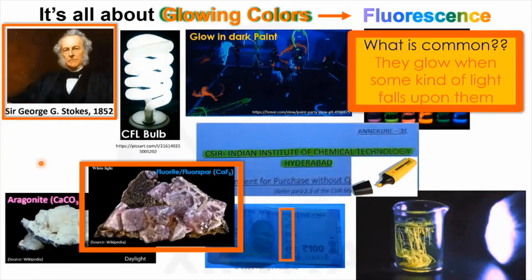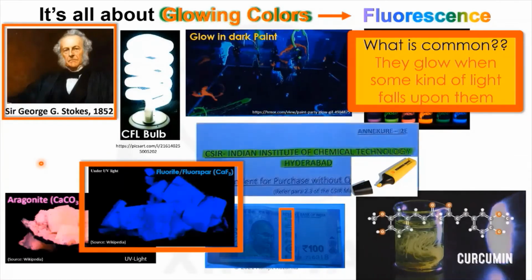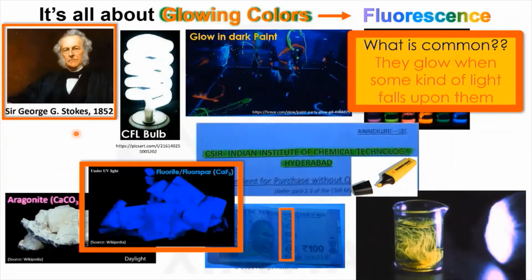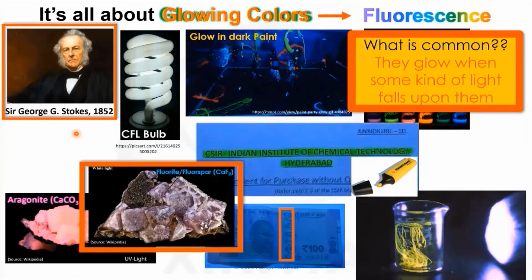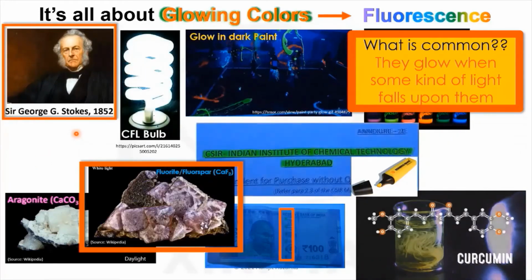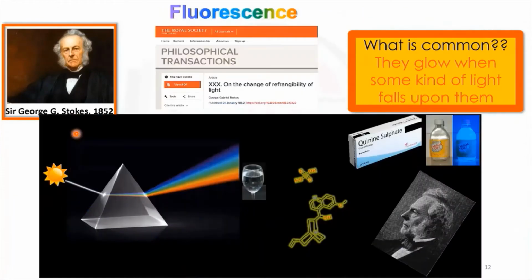Now, what is common in all these examples? The common thing in all these examples is that they glow when some kind of light falls upon them. In 1852, Sir George Gabriel Stokes did a very simple experiment. What he did, he took a solution of quinine sulfate, this organic molecule, which can be found in anti-malarial drugs or these commercially available tonic powders.